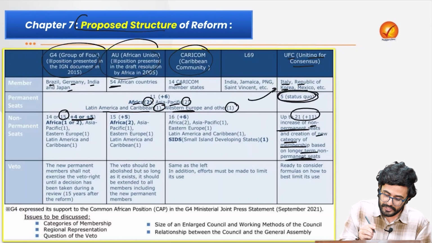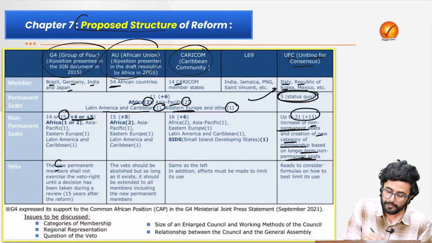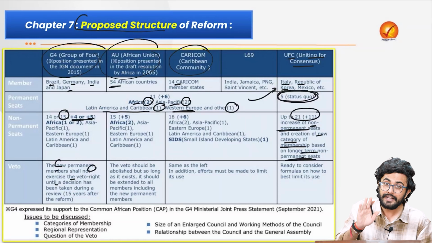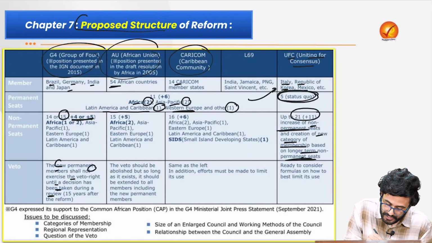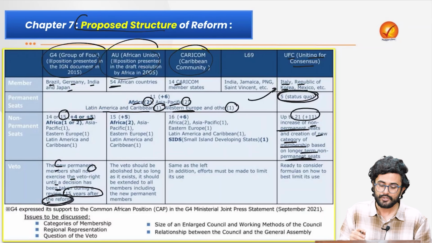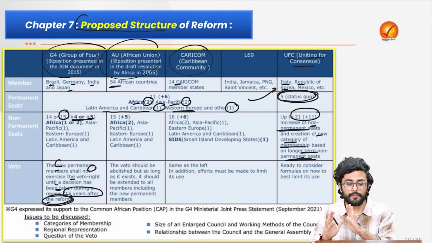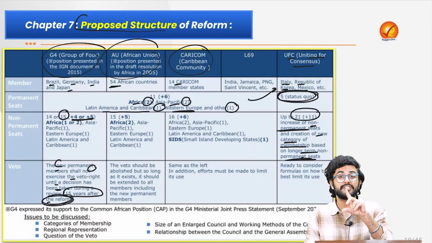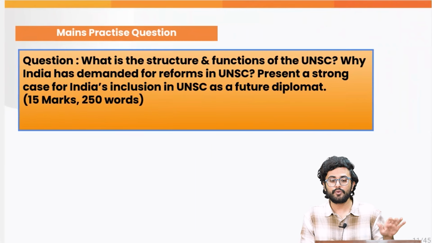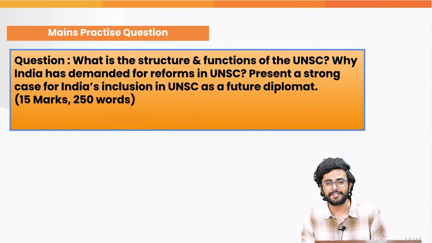The G4 countries basically say that the new permanent members shall not exercise the veto right until a decision has been taken during the review, and that is 15 years after the reform. So these are the major reforms, or the structure of reform, being suggested by the G4 countries. Keep this in your mind while you are writing this particular answer, and we move forward to the next news.